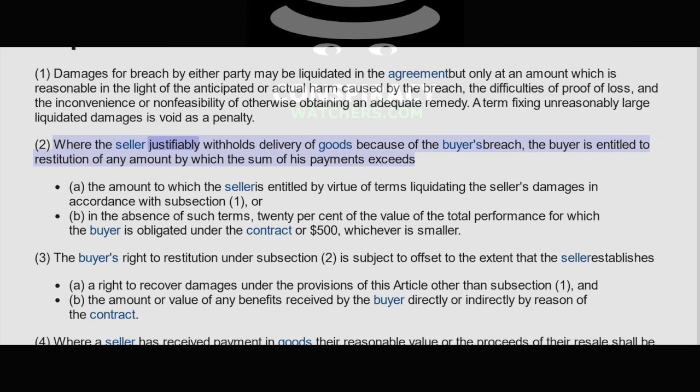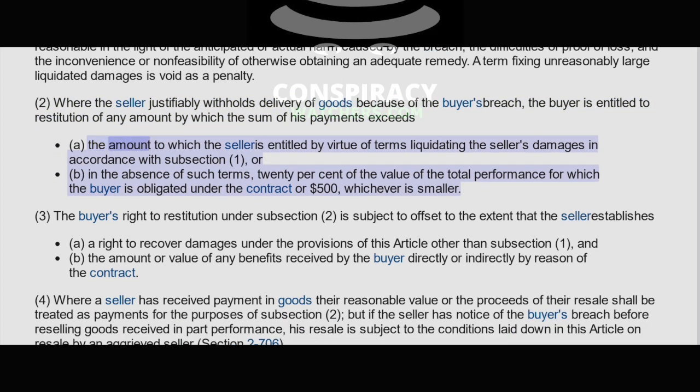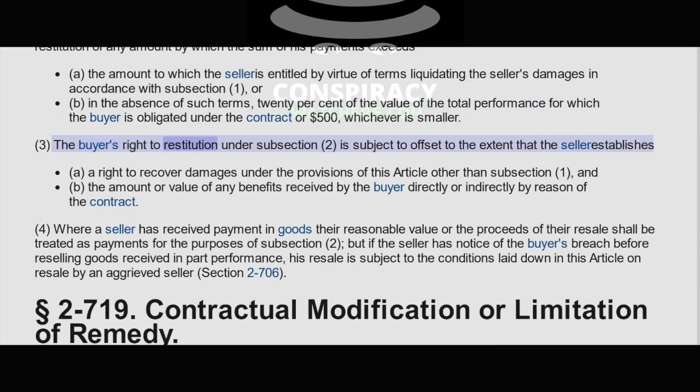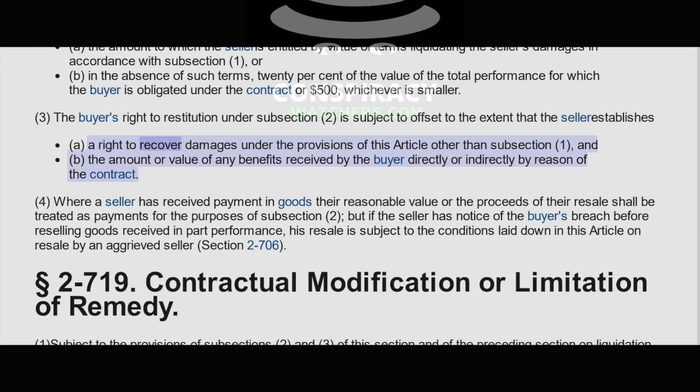Where the seller justifiably withholds delivery of goods because of the buyer's breach, the buyer is entitled to restitution of any amount by which the sum of his payments exceeds the amount to which the seller is entitled by virtue of terms liquidating the seller's damages in accordance with subsection (1), or in the absence of such terms, 20% of the value of the total performance for which the buyer is obligated under the contract, or $500, whichever is smaller. The buyer's right to restitution under subsection (2) is subject to offset to the extent that the seller establishes a right to recover damages under the provisions of this article other than subsection (1), and the amount or value of any benefits received by the buyer directly or indirectly by reason of the contract.